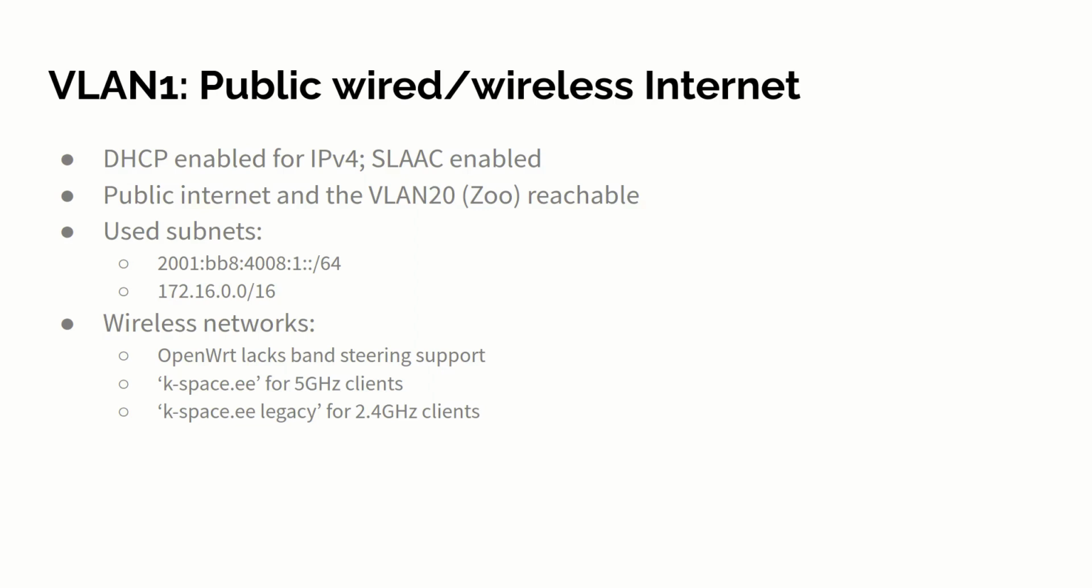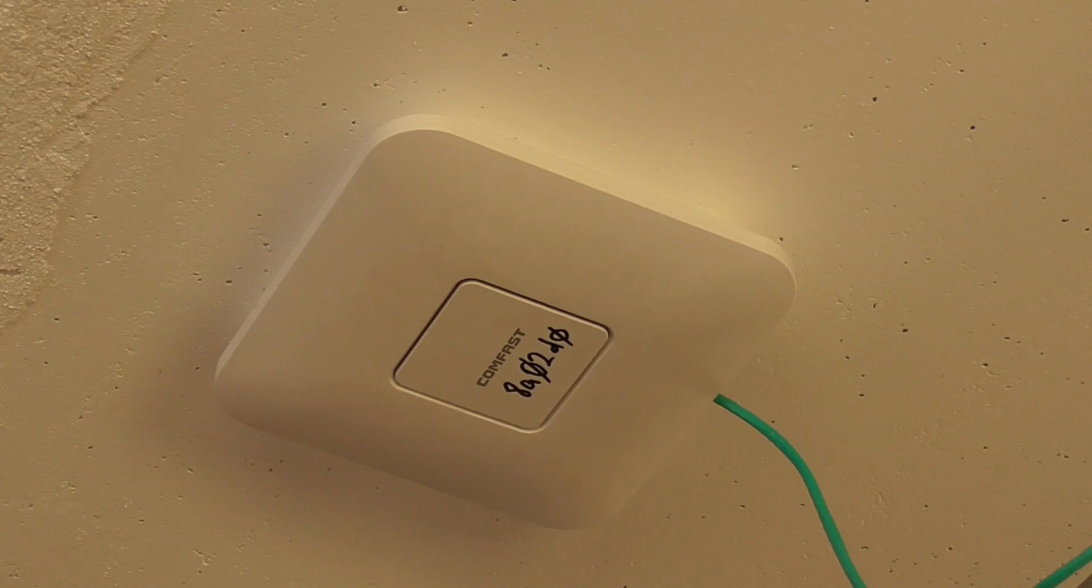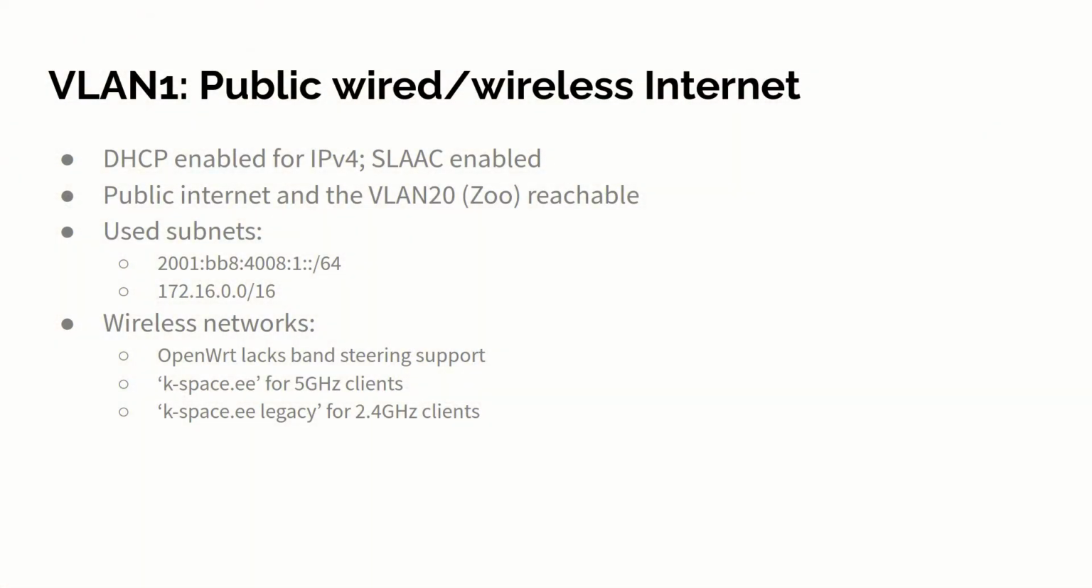We've got hackerspace.EE for modern wireless clients and hackerspace legacy for older devices. This is because the access points that we have run OpenWRT, and OpenWRT doesn't support band steering, which is necessary to properly manage devices roaming between two different frequencies. But the other reason is that you want to minimize the use of 2.4 GHz, which is crowded anyway. So under normal circumstances, everything should connect to the 5 GHz access points. But if there is something that doesn't understand 5 GHz, you would explicitly use the legacy network.